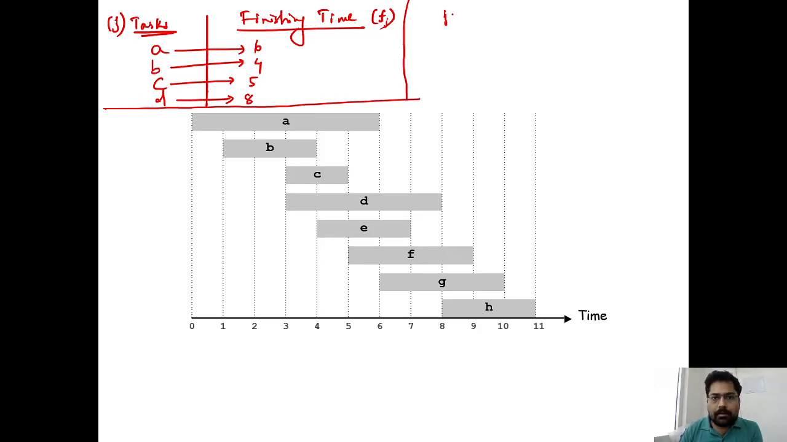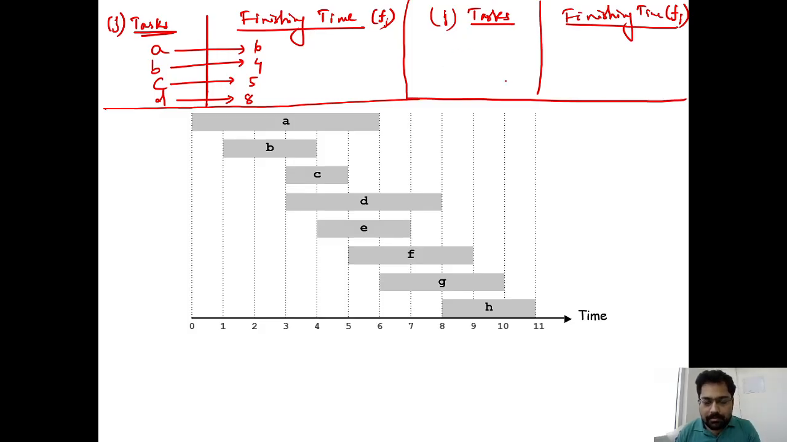Here J, tasks and finishing time, f of J. So I'm just writing in such a way that the space could be properly managed. You can write under this also, but I do not have space, so that's why I'm writing here. f of E is 7. Clear now? So f of A is 6.